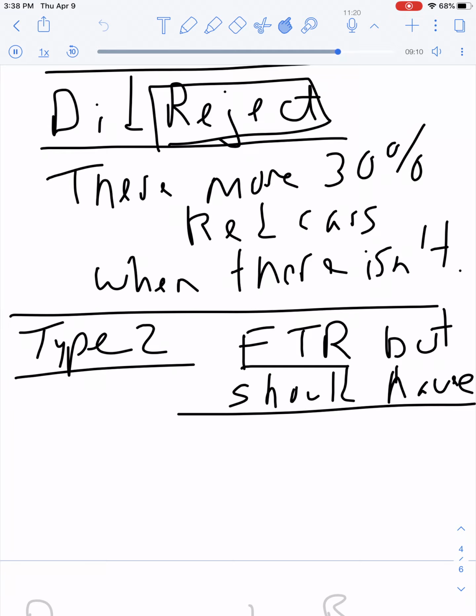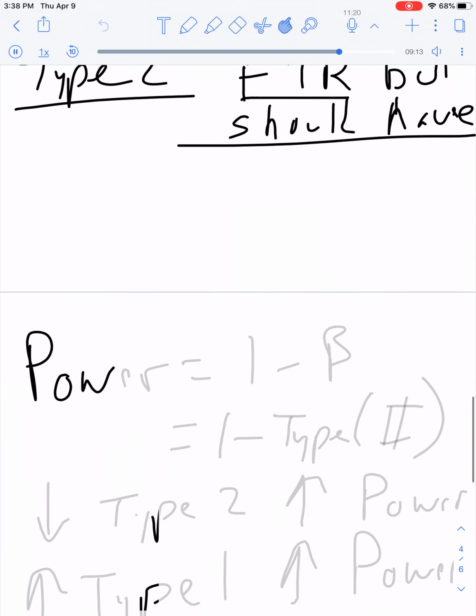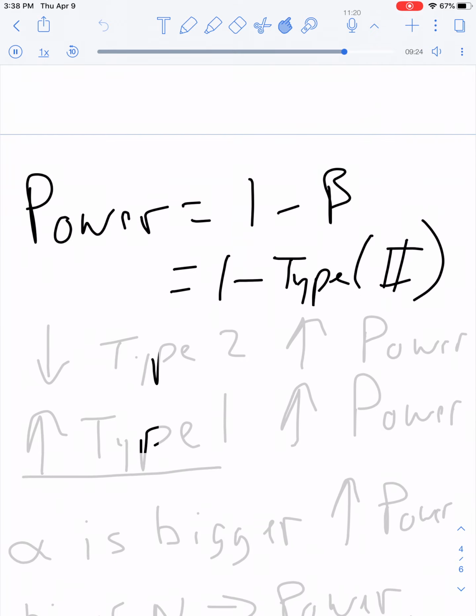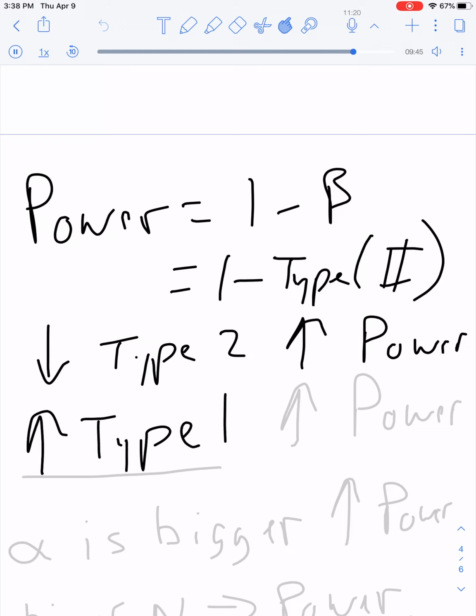Okay. Lastly, I want to talk about power. Power is 1 minus beta, and beta is the probability of taking a type 2 error. So 1 minus type 2 error. So if we decrease type 2, we increase the power, because it's closer to 1, it's a larger number. If we decrease type 2, we would increase type 1. Type 1 and type 2 errors are inverses of each other. So when one goes up, the other goes down. So if we can increase type 1 error, we get more power.